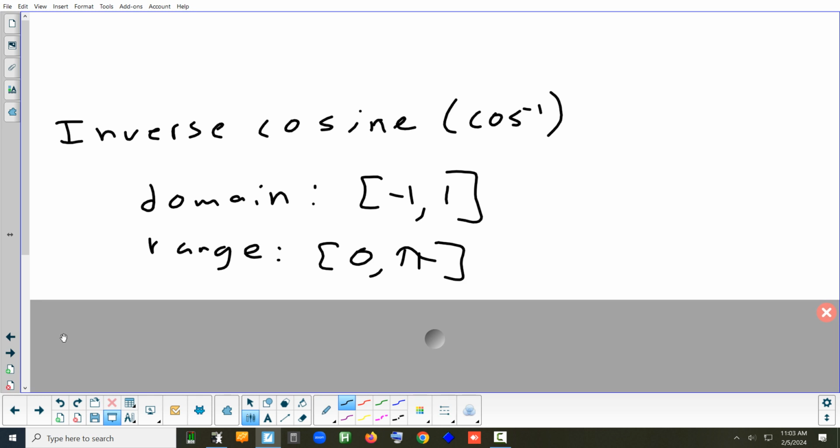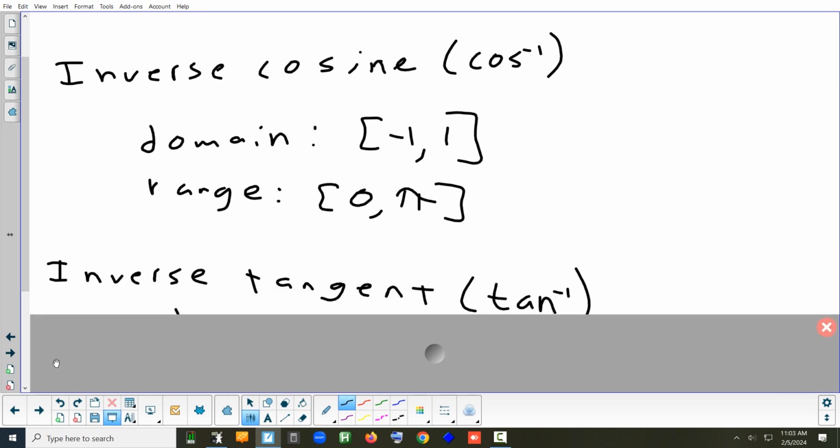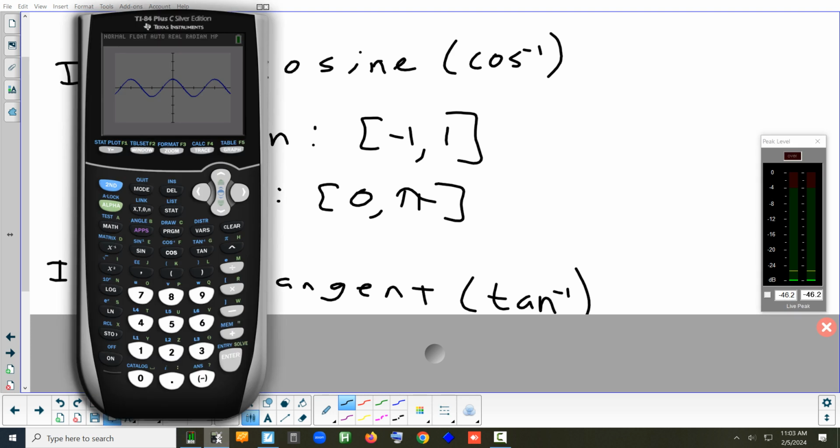And the restriction that we put in place on the domain, so it passed the horizontal line test, was 0 to pi. That restriction on the domain turns into the range in the inverse. But if you just graph the inverse of cosine, the range looks a little higher than 0.